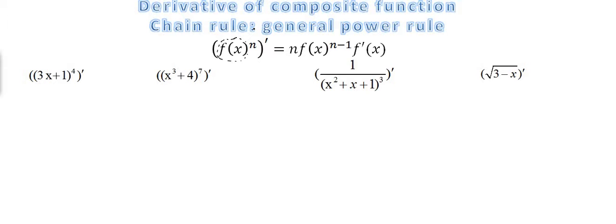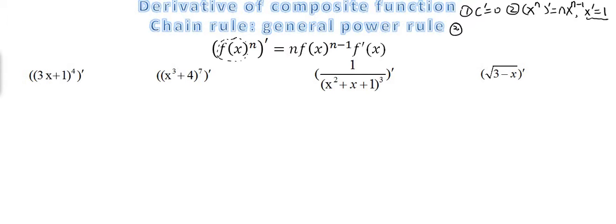The first one is the derivative of a constant, that is 0. The second one is the standard power rule, that is n times x to the power n minus 1, and the derivative of x equals 1. That's a special case.